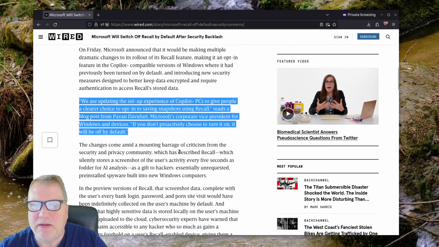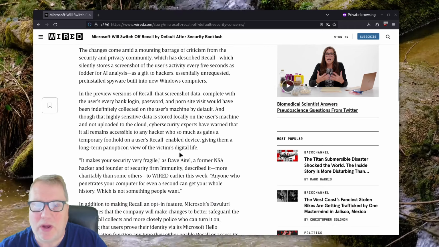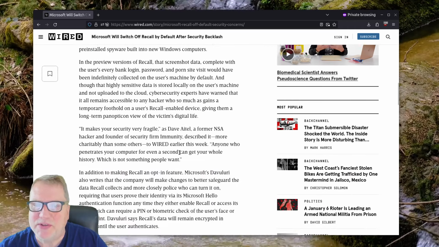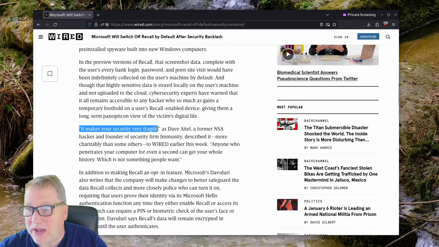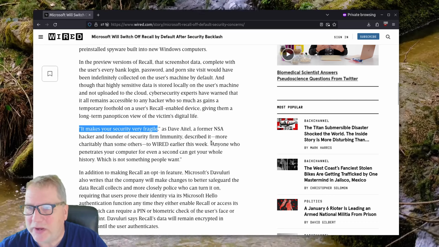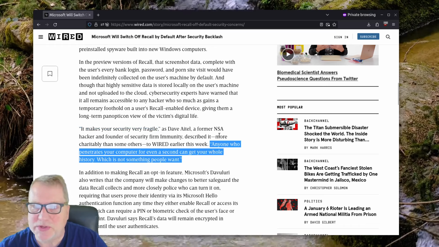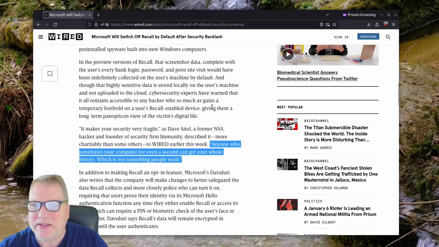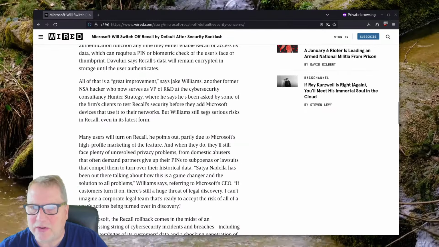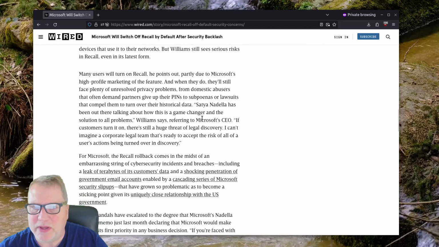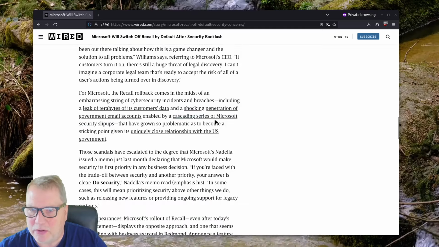It's just not a great thing. It's also, as this one person said, it makes your security very fragile. Anyone who penetrates your computer for even a second can get your whole history, which is not something people want. That's exactly right. That was from a former NSA hacker. And, of course, we all know the NSA just loves things like this. So this guy probably knows.